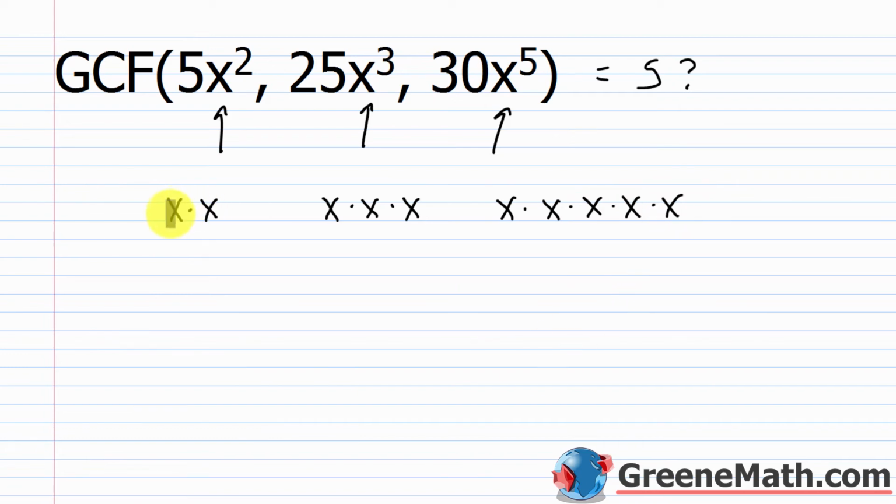Well, since I only have 2 factors of x here, that's as many factors that's going to be common to everything. I have 2 here. I have 3 here, but only 2 would be in common with this. I have 5 here, but again, only 2 would be in common with this. So in other words, all I need to do is look for the smallest exponent that appears on that variable that is common to all. The smallest exponent occurs right here. It's a 2. So I just use that when I build my GCF. So this is basically just going to be 5x squared. That's going to be my greatest common factor.